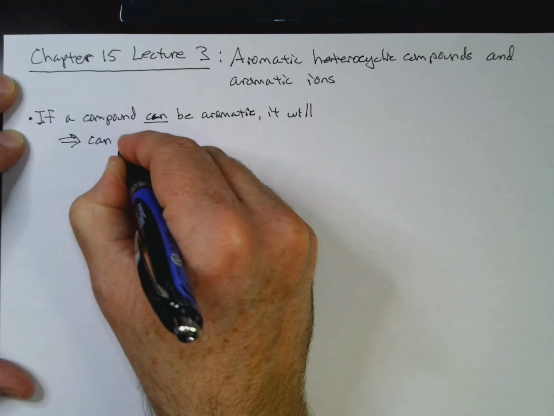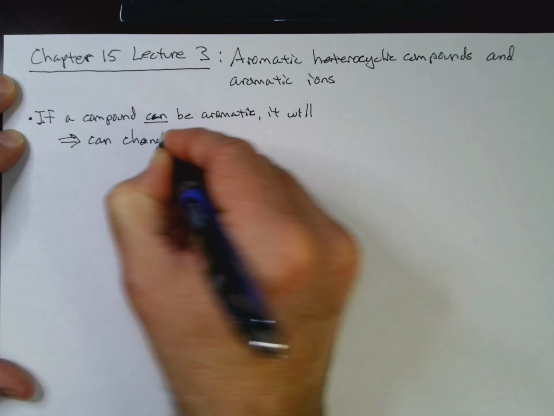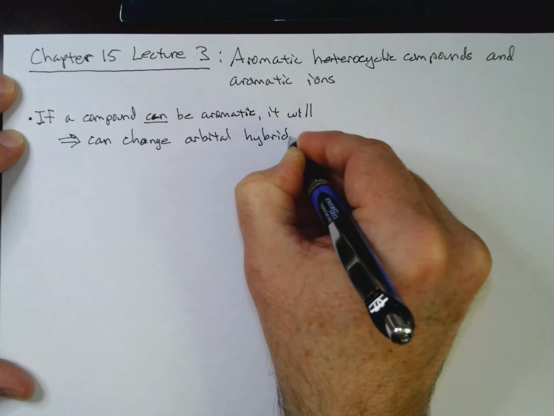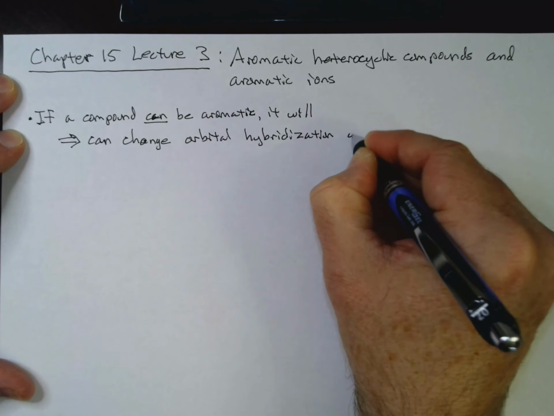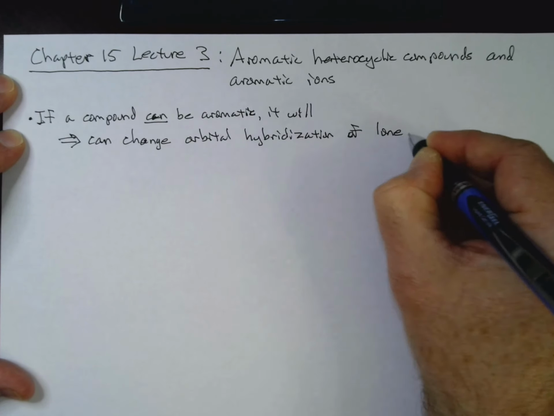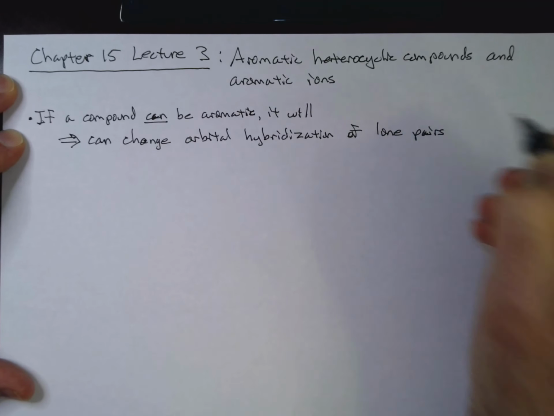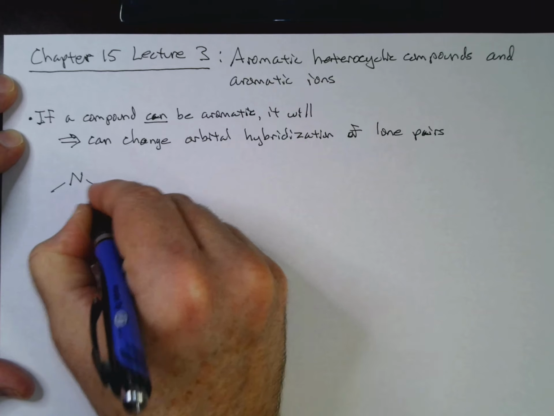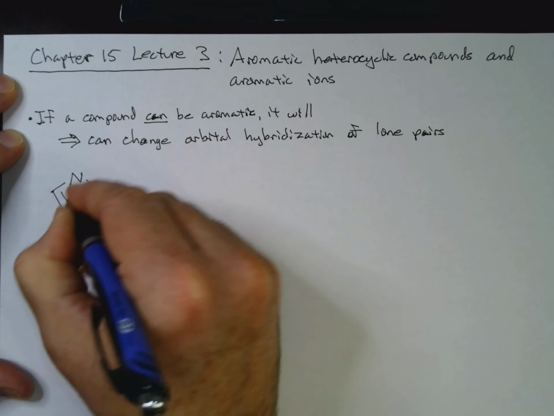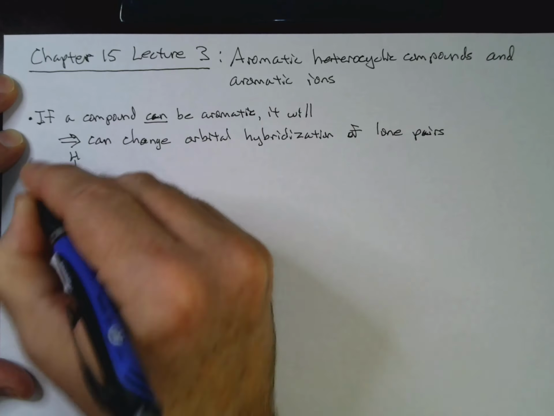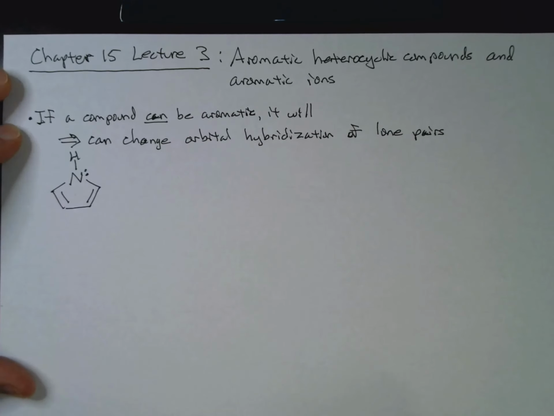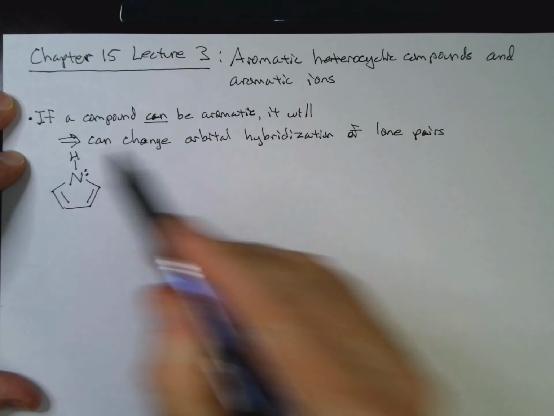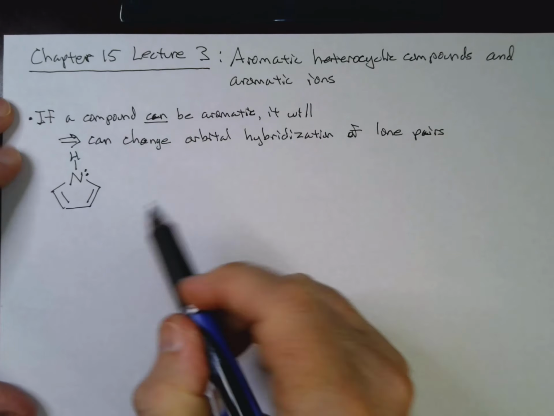And that means that we can change the orbital hybridization of lone pairs. So let's take a look at the following. Let's look at pyrrole. And we see here we have 2, 4 pi electrons.